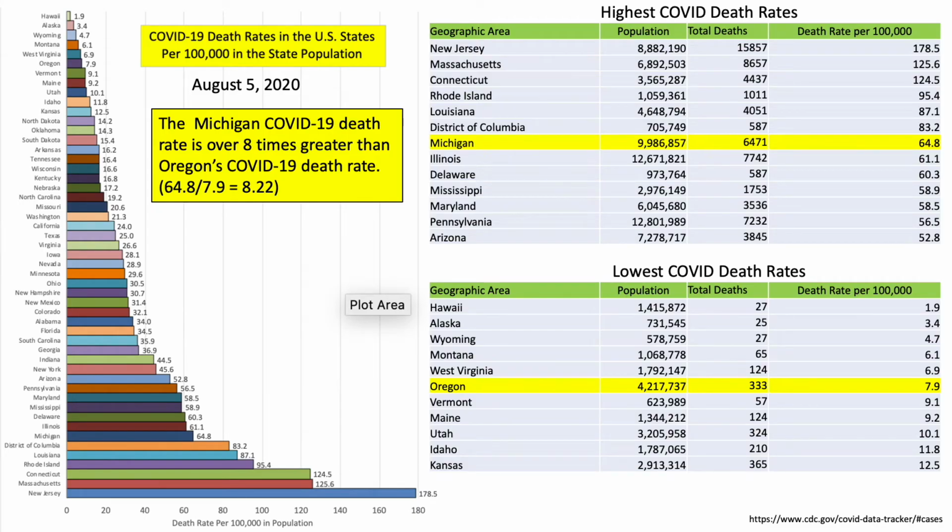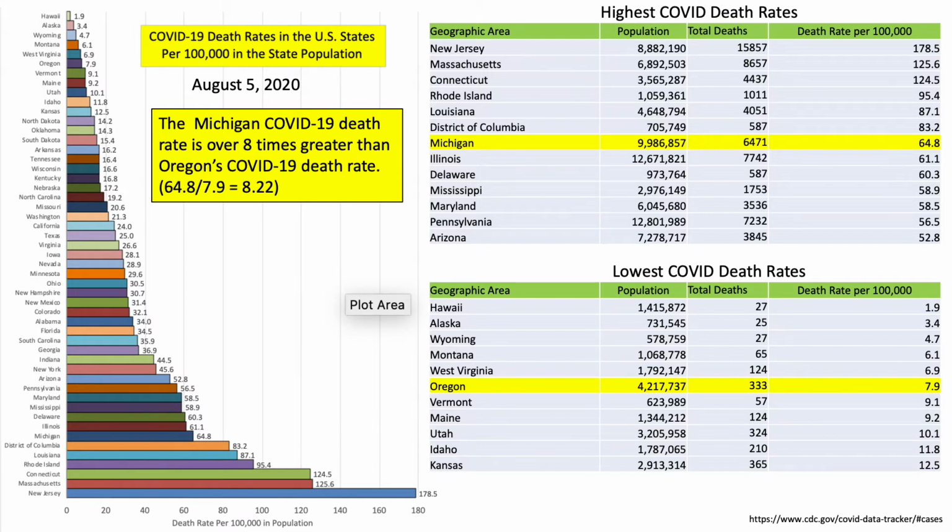Here's a listing of all the states in the United States. The state with the lowest death rate is Hawaii at 1.9 deaths per 100,000 in the population. And the largest state death rate in the United States is New Jersey at 178.8 deaths per 100,000.